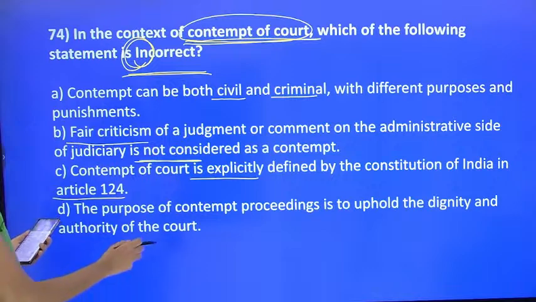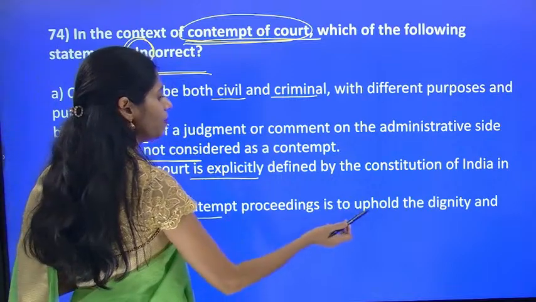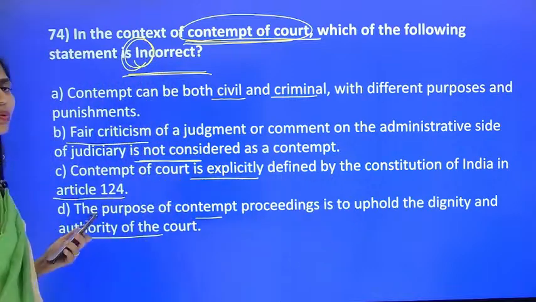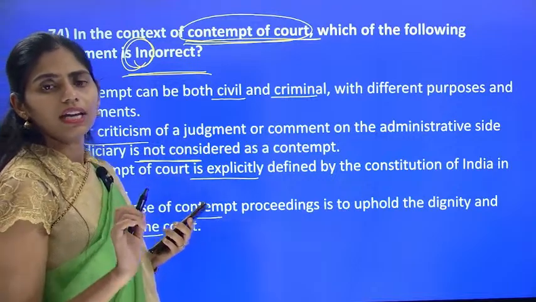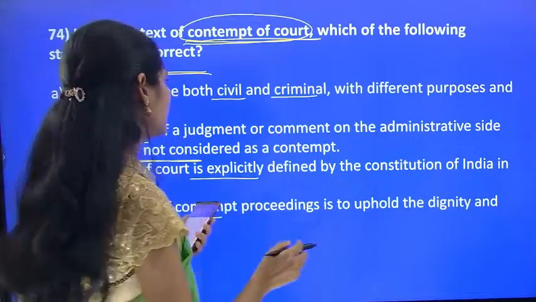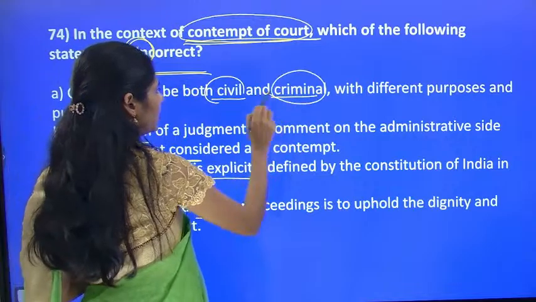And next one is the purpose of contempt proceeding is to uphold the dignity and authority of the court. So out of this, if you see statement A, yes, it is clearly given that there are 2 types of contempt of court, that is civil contempt and criminal contempt.